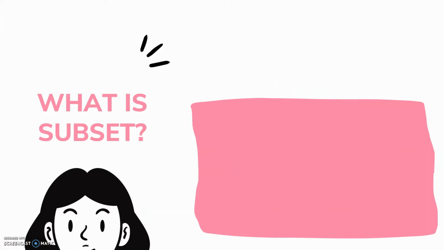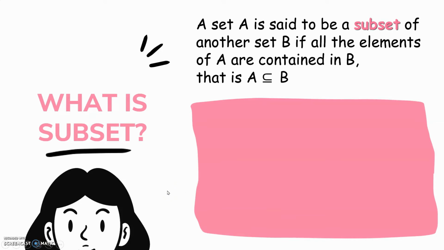What is a subset? A subset is a set whose elements are all members of another set. To illustrate that, subset and superset are terms used in mathematics, where a subset is a set of elements that is a part of a superset. Let us see this example. A set A is said to be a subset of another set B if all the elements of A are contained in B.